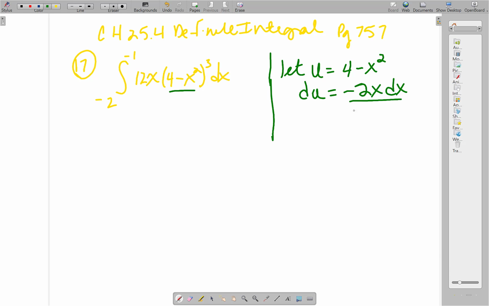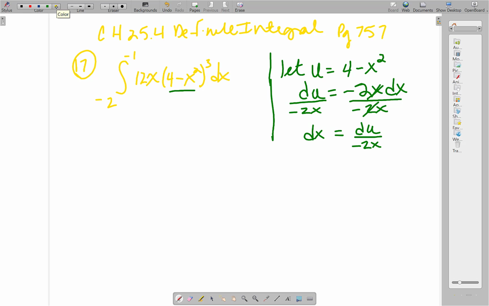Then what I want you to do is to solve for dx. So we're going to divide this side by -2x and divide this side by -2x. These would cross out, and I'm going to put the dx on this side. dx equals du over -2x. We're going to use that information when we come back to our problem.